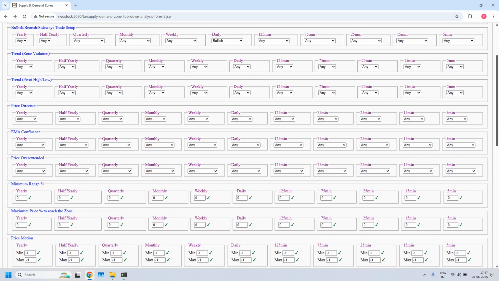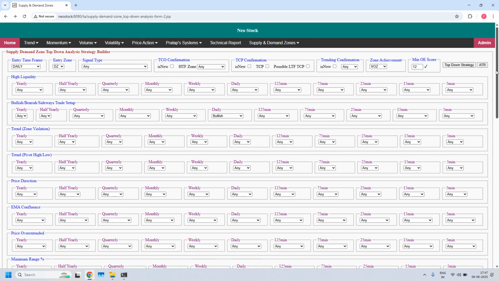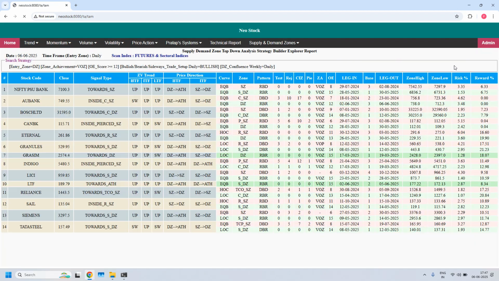First filter: LTF and ITF demand zone confluence. That is nothing but daily and weekly demand zone confluence. I enable the filter and apply it on the 15 stocks. Now we got 14 stocks. In these 14 stocks, all these daily demand zones are overlapped with weekly demand zones. Because daily are part of weekly, they have higher strong order flows.